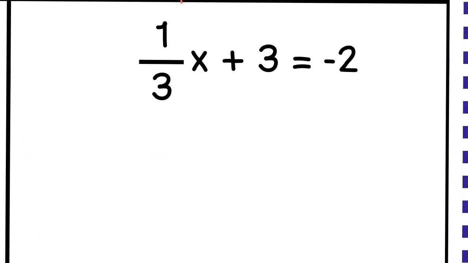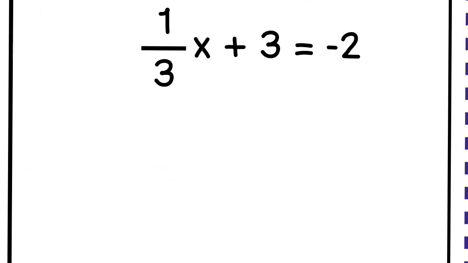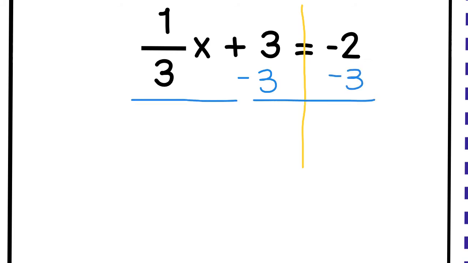Last problem on this page. 1/3 x plus 3 equals negative 2. All right, time to start with the addition and subtraction. So to get rid of the plus 3, we are going to minus 3 on both sides of this equation. This helps us to zero out the plus 3 and the minus 3 and leaves us with 1/3 x equals negative 2 minus 3, which is negative 5.